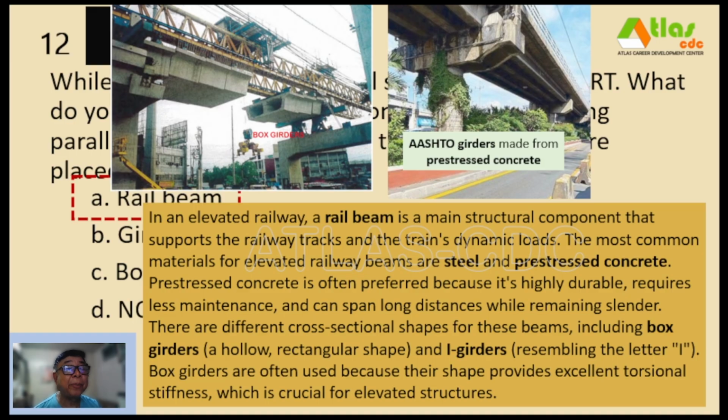There are different cross-sectional shapes for these beams, including box girders, a hollow rectangular shape, like the one along Aurora Boulevard, and I girders, like those on EDSA, resembling the letter I. Box girders are often used because their shape provides excellent torsional stiffness, which is crucial for elevated structures.